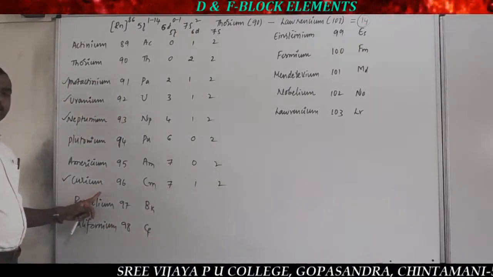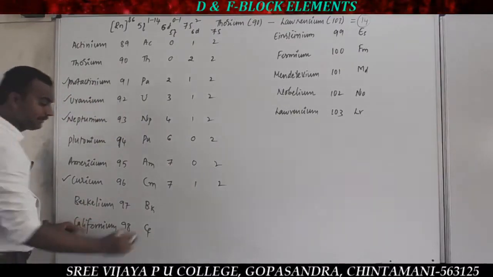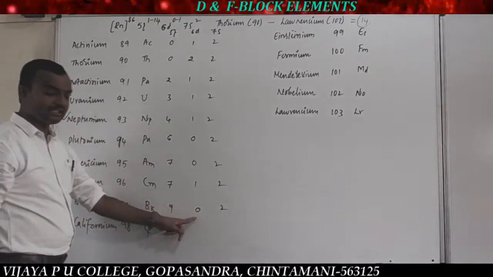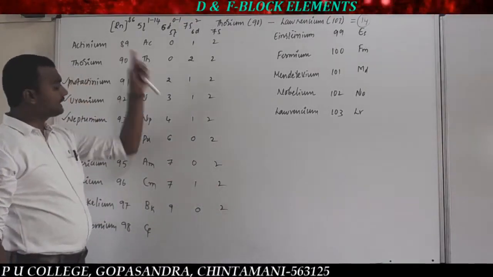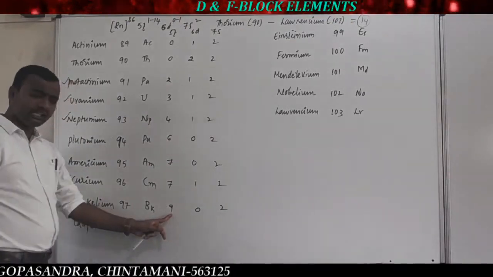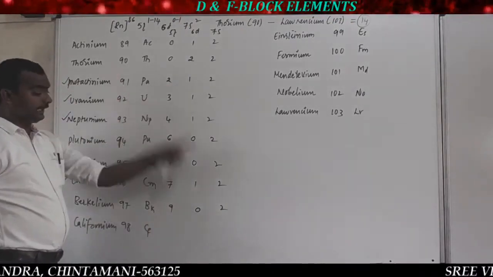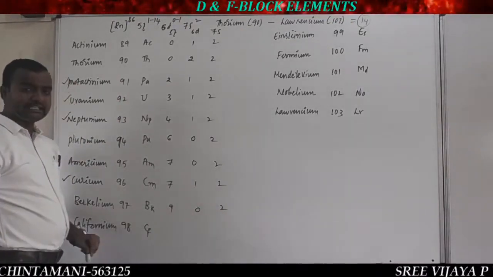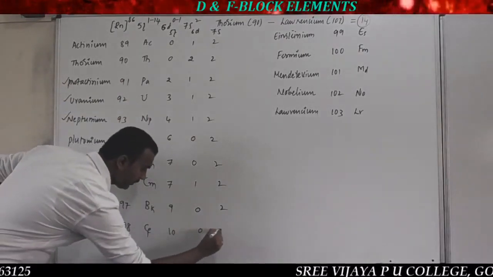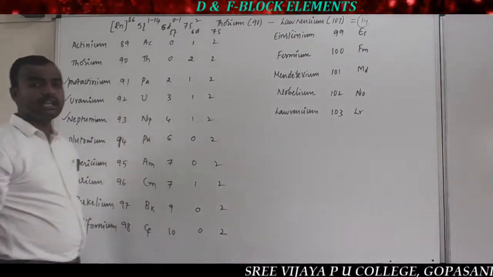I will explain the exceptional case shortly. Next, when berkelium comes, again 0 in 6d and 2 in 7s, again 9 in 5f. So that is not an exceptional case. Fill the first 2 electrons, 86 plus 2 is 88, and 88 plus 9 gives 97. The next one is 10 0 2, that is in the case of californium.